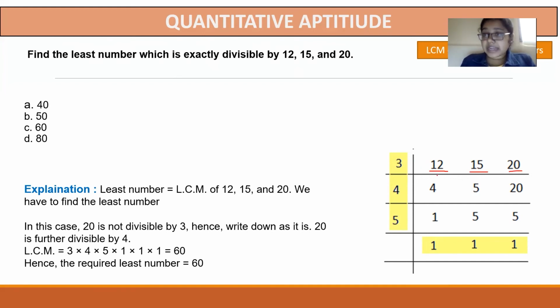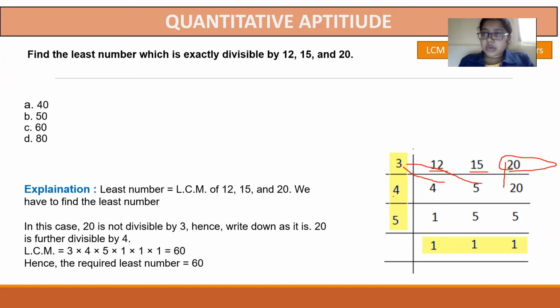And now we will divide those numbers. We will divide 12 by 3, that is, 3 fours are 12. 15 is divided by 3, 3 fives are 15. But if you see the next number, it is not possible to divide 20 by 3. If we divide, we will get a decimal number, and we don't want that. So what we will do? We will write this number as it is over here, 20.